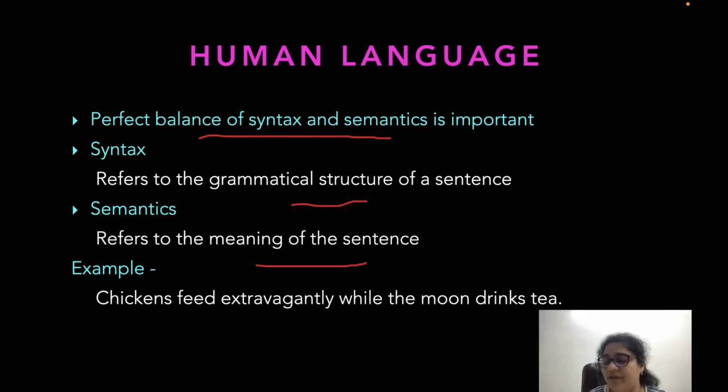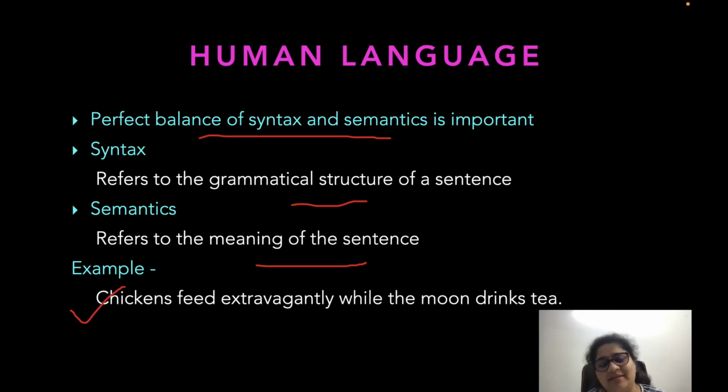I've taken the example from your book itself. "Chickens feed extravagantly while the moon drinks tea." Grammatically, can you see any error in this? Everything is perfect, right? But semantically, or in terms of the meaning of this sentence, do you understand anything? I don't. All right. So the sentence we are forming has to be perfect from both points of view. Keep this point in your mind.